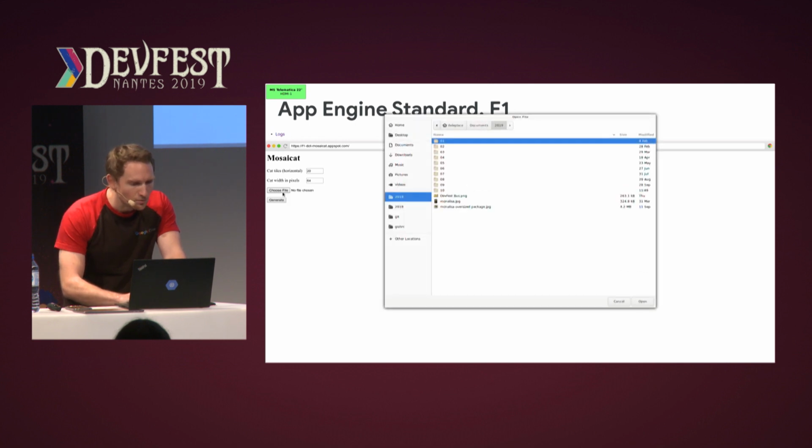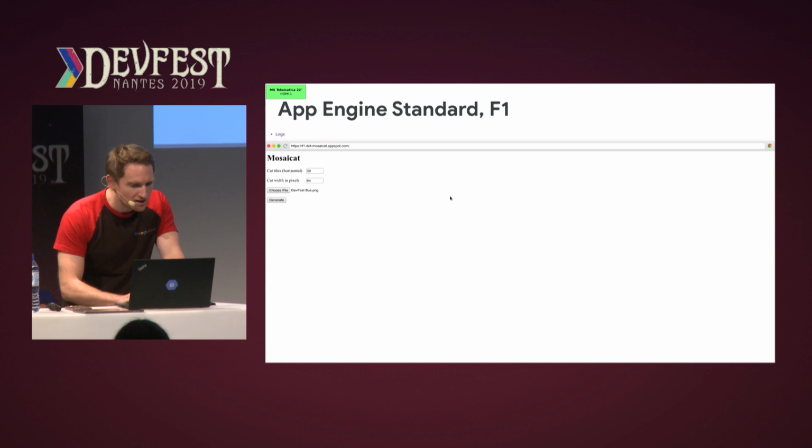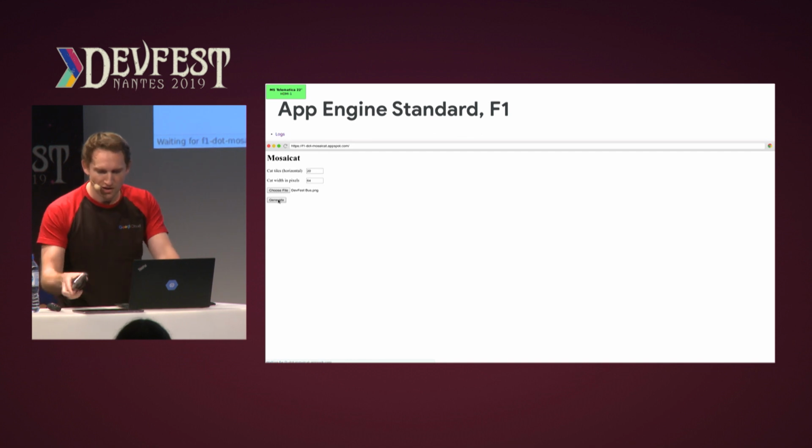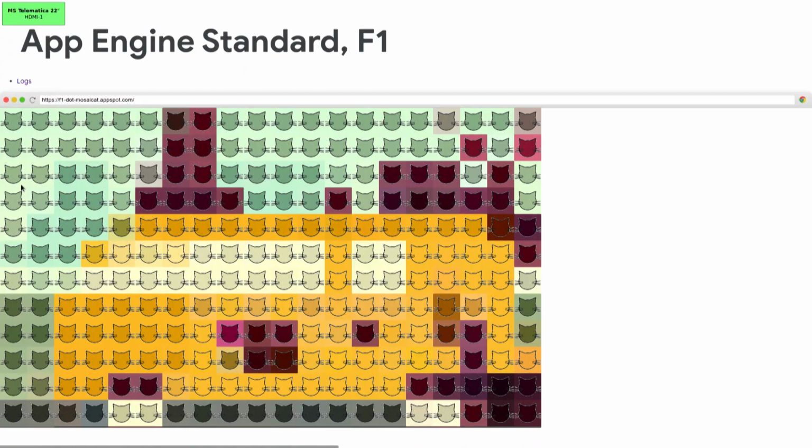Let's generate a mosaic with a horizontal resolution of 20 cats, and each cat being 64 pixels wide. This should be fast if I do have internet. Do I have internet? Yes. OK, cool. That's not a super high resolution. Do you recognize a bus? Not really. OK, let's try again.